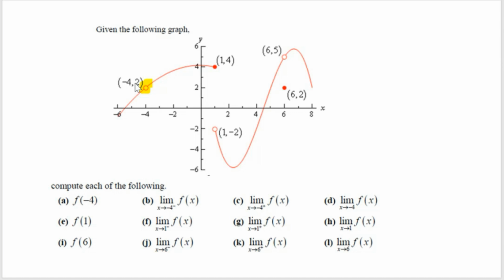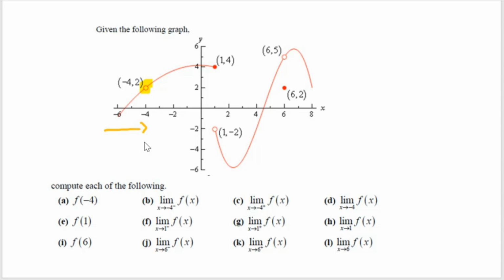So this function is approaching a value of 2 as x moves in towards negative 4 from the left. So it is coming from here, from the left of negative 4. So from here, it will approach negative 4. Okay, so that is because that is coming from the left. So that one is a function.